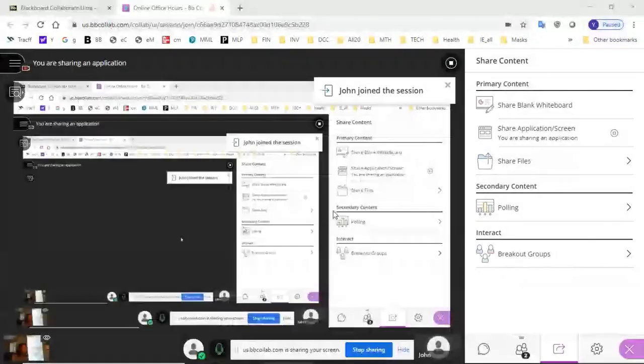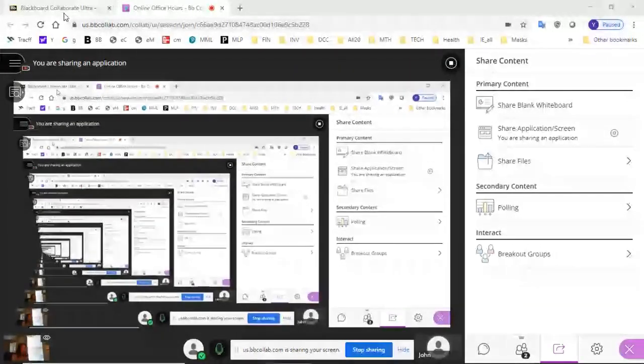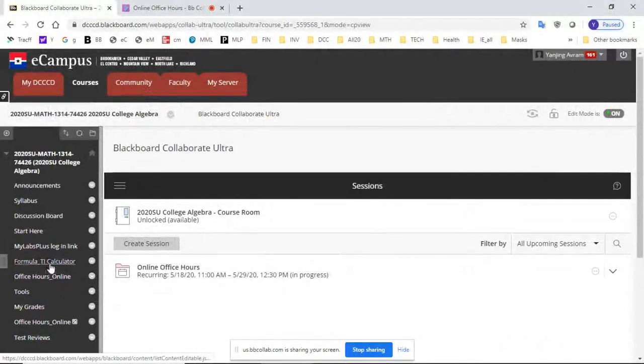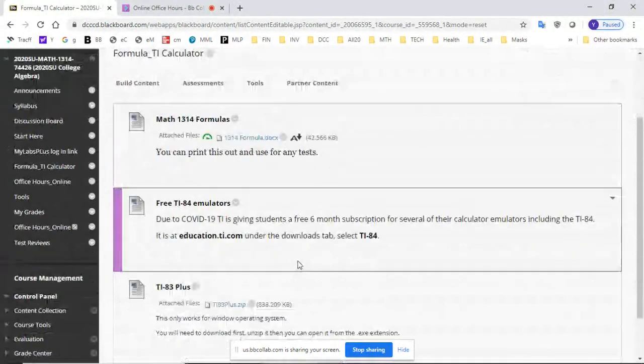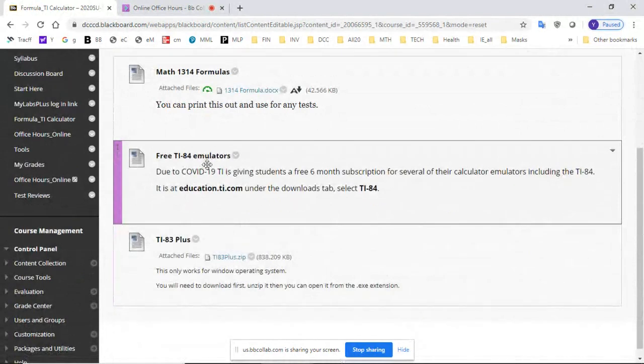I just want to share with you what is on eCampus. Okay, I posted, let's go to eCampus right now. I posted the TI-84 in here. If you go to eCampus, you can see I did post the TI-84 emulator, which you can download.